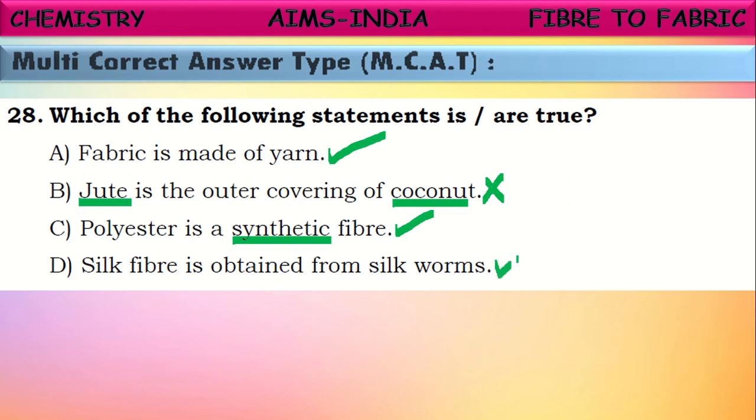Next one, silk fiber is obtained from silkworms. Yes, it is true. The moth, silkworm, produces this silk fiber by producing some glue-like gel. This will be hardened and converts into silk fiber. In that way, from the silkworms, silk fiber is obtained. That is why it is also called animal fiber. Now, which are the correct statements here? A, C, and D. These three are the correct statements.